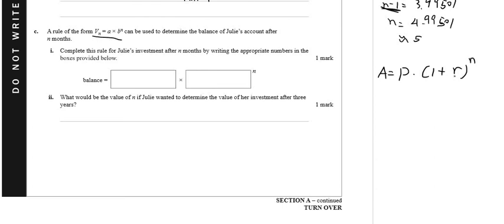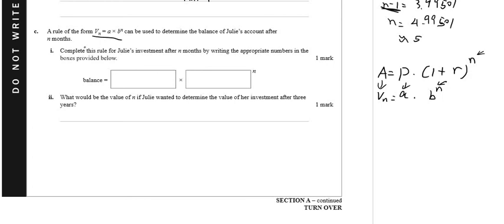And again, I'm writing R instead of R over 100 because my R is always in percentage. And N is how many months after. You need to take note that the N over here is different from the N in the previous equation. If we compare these two, we can see that my A is equal to Vn, my P is equal to A, my 1 plus R is equal to B, and my N is equal to n. So I need to identify these terms over here.